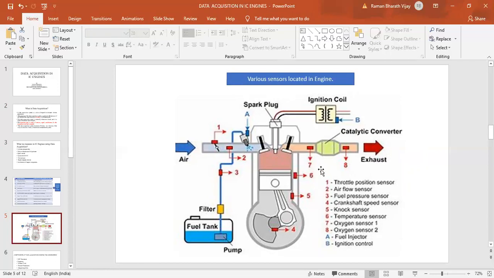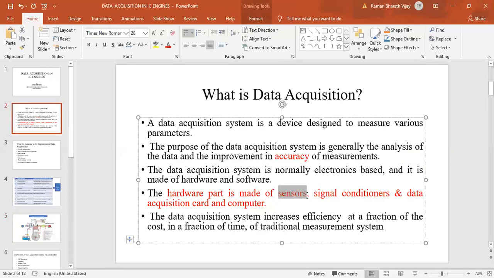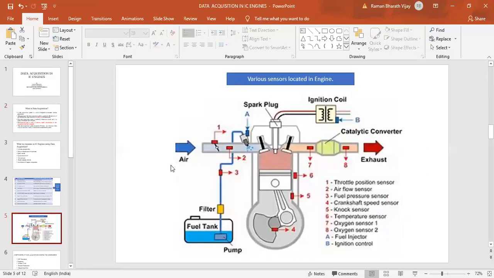Okay, why we are going into a detailed view of the sensors is because of data acquisition. Sensor is a major important thing. It is a hardware part in data acquisition. So we have to know about sensors also. Without sensors, the advancement in IC engines is difficult. So we have to know the functions of sensors.